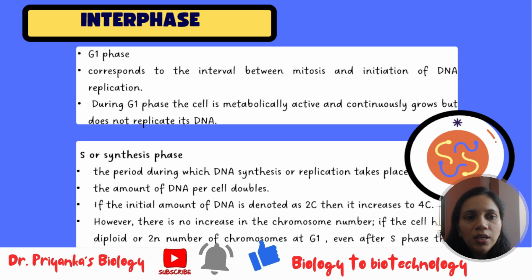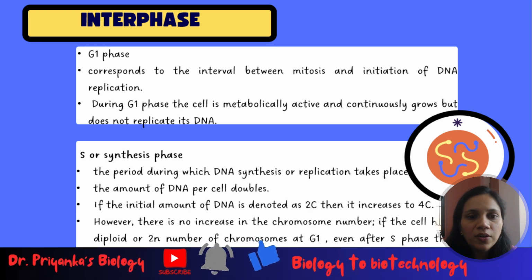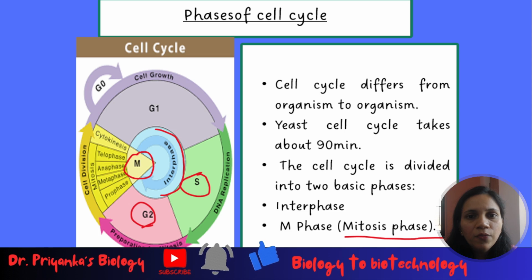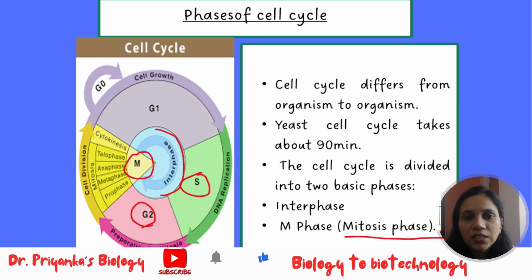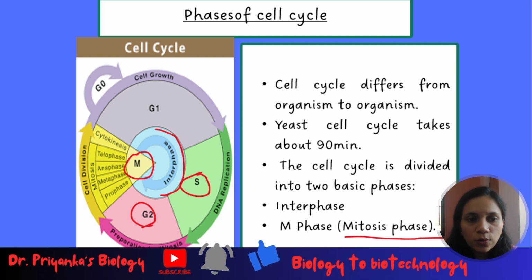So if we remember, if you go back to the previous slide, we know that interphase has the G1 phase, S phase and the G2 phase. G1 phase, we said, is cell growth. S phase is DNA replication or DNA synthesis. G2 is the preparation for mitosis. So this was just to recall.